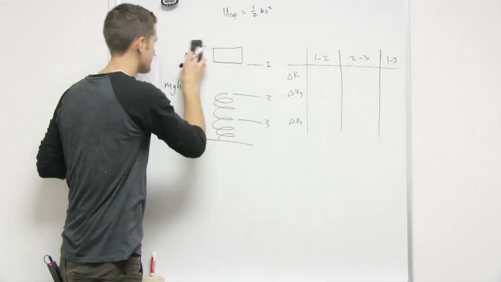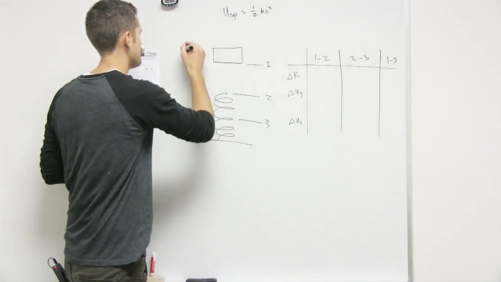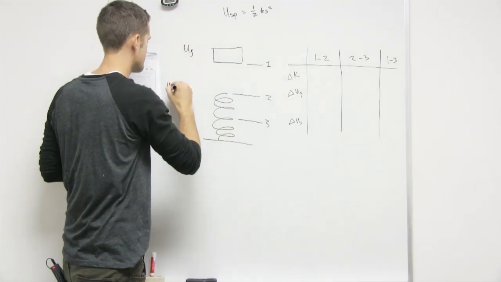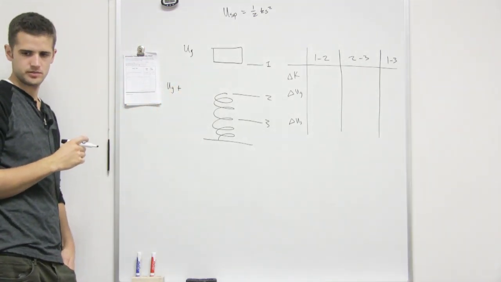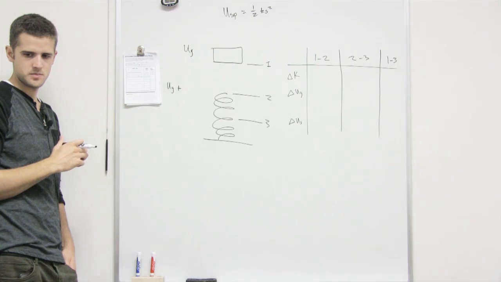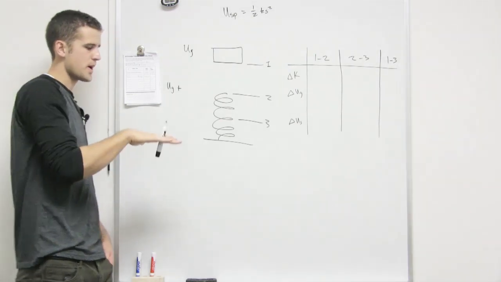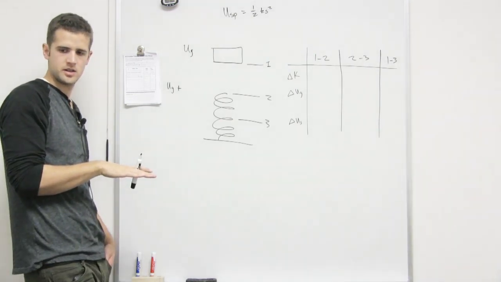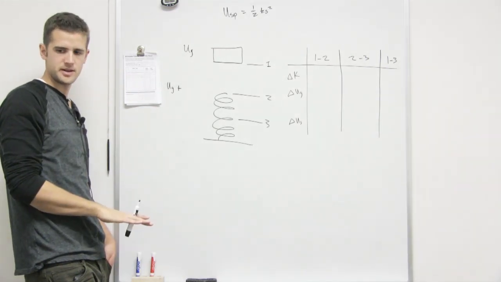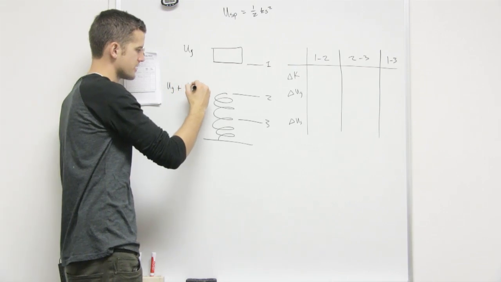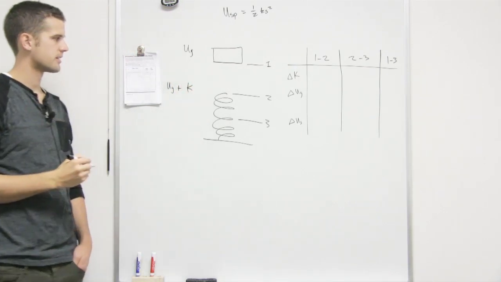Actually, let's label them this way so it's easier. So up here you've got UG, you still got UG, but what else is happening now? Yeah, the spring holding it up. Well, it's right before it hits the spring, but it would drop and it would speed up until it hit the spring, right? So this would actually still have kinetic energy right there.